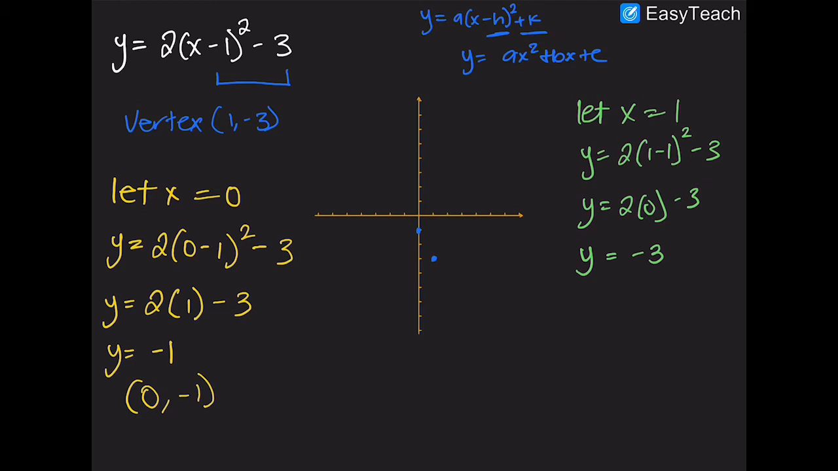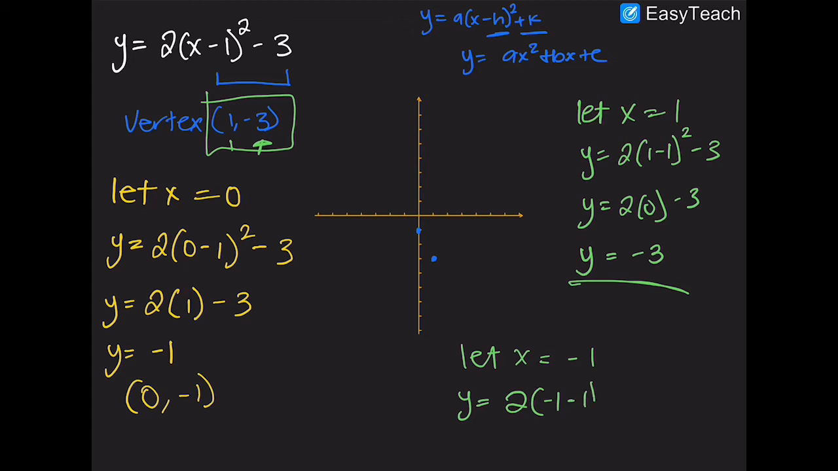Now, I could have saved myself steps. I didn't need to do that because we already know what y would be when x is equal to 1, and y would be negative 3, our vertex. So I did not need to do this step. Not necessary, so you can skip that step. We can go to let x equal negative 1, right? So it's going to be y equals 2(negative 1 minus 1) squared minus 3, which will be equal to y equals 2 times negative 2 squared, pardon me.